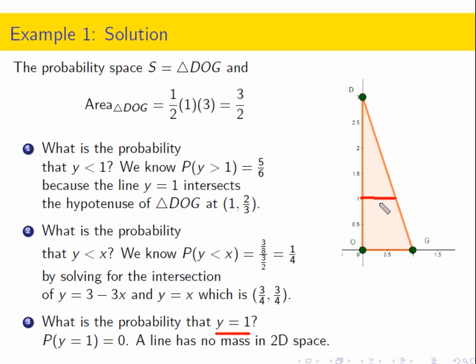Same thing if I was drawing from the interior of a square inside of a sphere. A two-dimensional figure has 0 mass in three-dimensional space. So that's how probability as an area works.